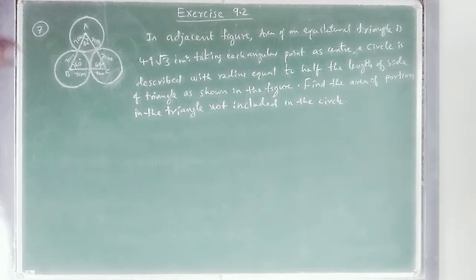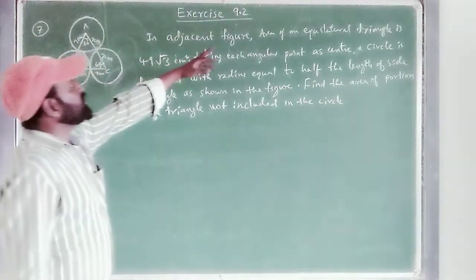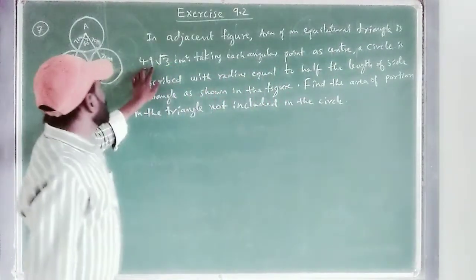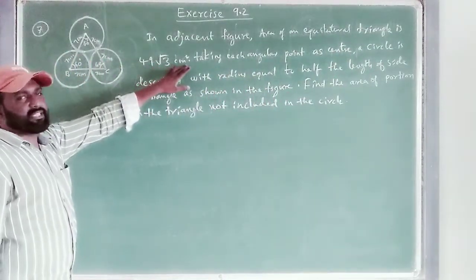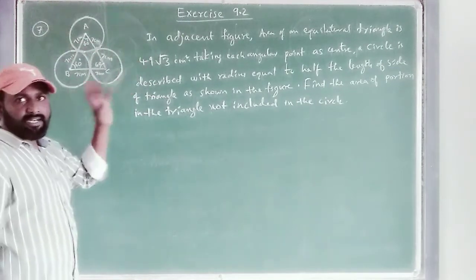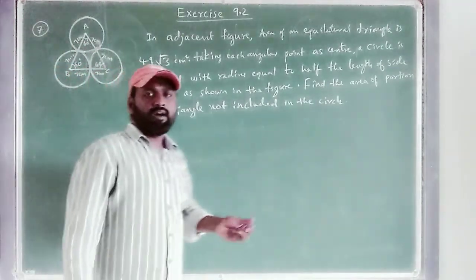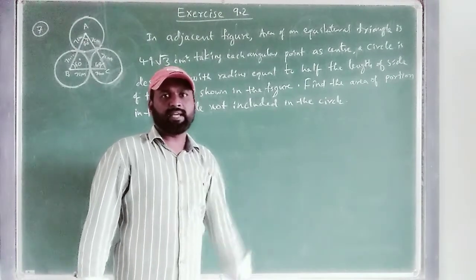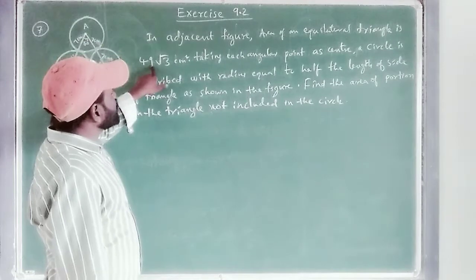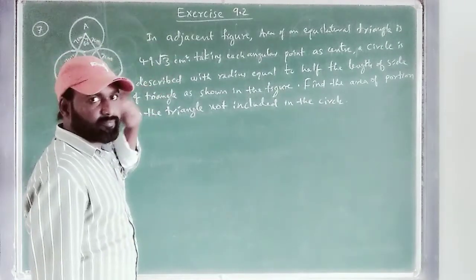Look at the seventh question. In the adjacent figure, the area of an equilateral triangle is 49 into root 3 centimeters square. In this figure, there is a triangle, which is an equilateral triangle. Equilateral triangle means you know that all three sides are equal and all three angles are also equal. So the area of that equilateral triangle is given as 49 root 3 centimeters square.